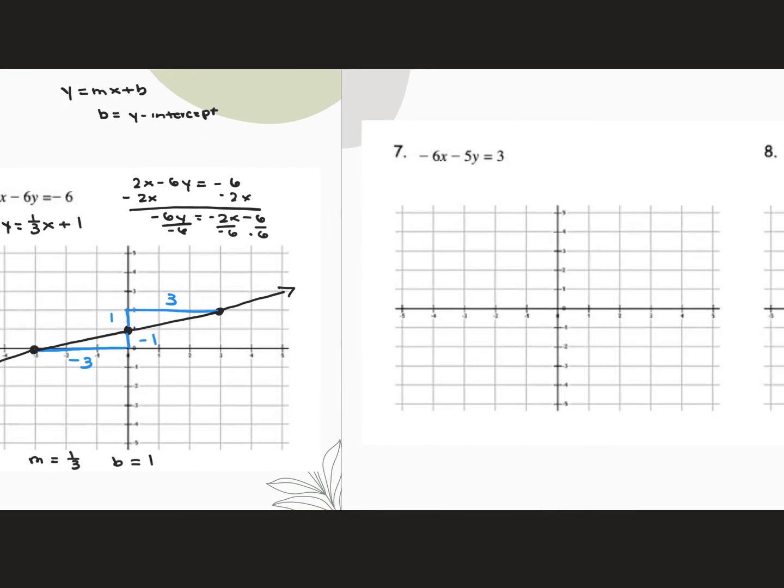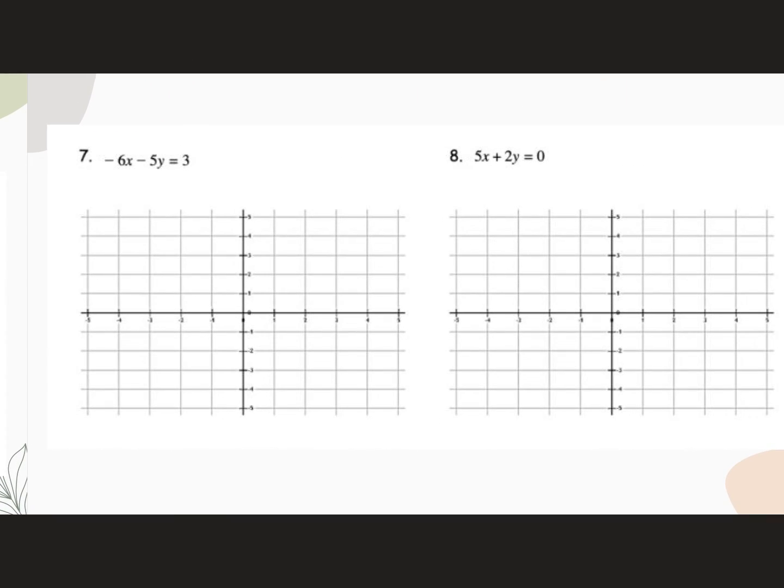Now what I want you to do is pause the video and work on number 7 and number 8 and see if you can graph them on your own. Make sure you put the equation in slope-intercept form, identify your y-intercept and your slope, plot your y-intercept, and use your slope to find additional points. All right, so let's take a look at it. So I have negative 6x.